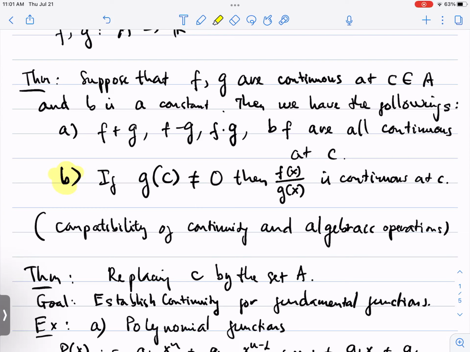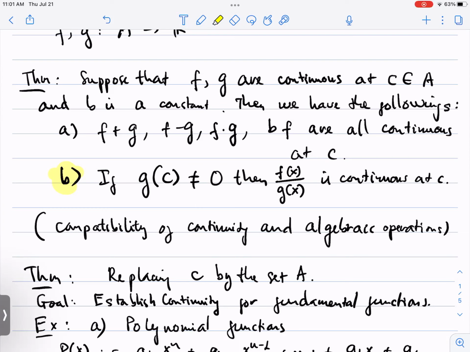Now, it is stated that sine x and cosine x are also continuous on the set of real numbers. The proof for these functions is a little bit involved and it goes beyond the scope of this class, so we're not discussing it here.